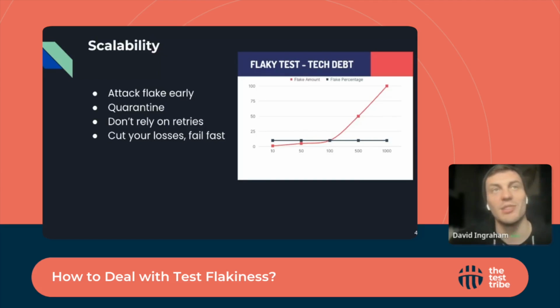We ignore it. And so we write more tests and then we get to 100 and we get to 1,000 tests. And then, as you can see with that red line, the actual flake amount, even though our flake percentage is staying the same, is going to continue to increase. We're actually ignoring, and our tech debt is scaling really, really fast, almost to the point where if we ever wanted to go back and address all this tech debt, it's going to be impossible to do. Which is why it's super important to attack flake early.